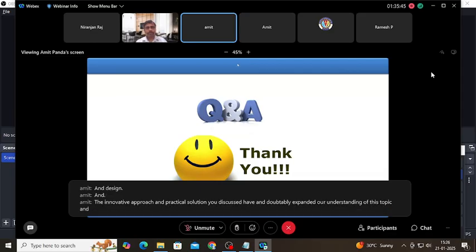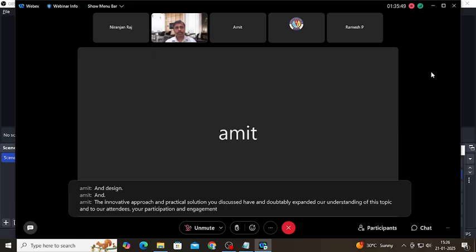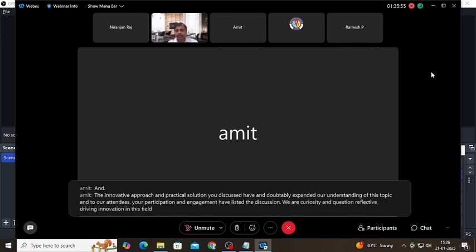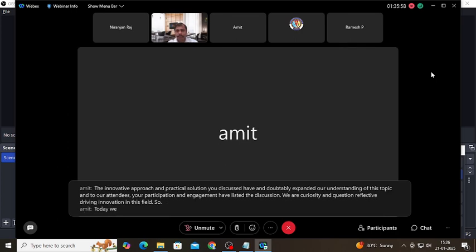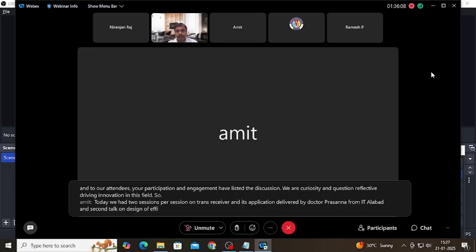To our attendees, your participation and engagement have enriched the discussion. Your curiosity and questions reflect the enthusiasm driving innovation in this field. Today we had two sessions. The first session, on transceiver chips and their application, was delivered by Dr. Prasanna from Triple IT Allahabad, and the second talk, on design of an efficient key generator for hardware security, was delivered by Dr. Amit Kumar Panda, Triple A Department, Bits Pilani, Hyderabad campus.